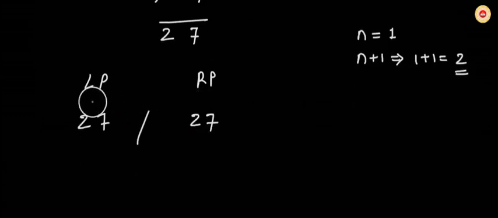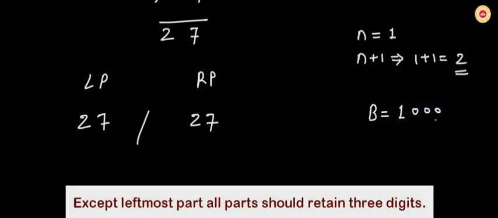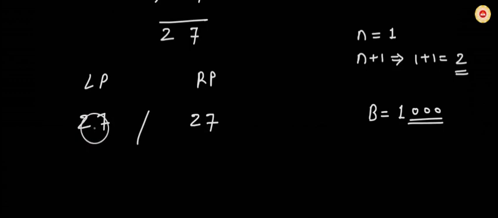Except the leftmost part, each part should retain 3 digits. Why? Because the base for the given multiplier is 1000. How many zeros are there in the base 1000? 3 zeros. So we need to have 3 digits in all parts except the leftmost part.